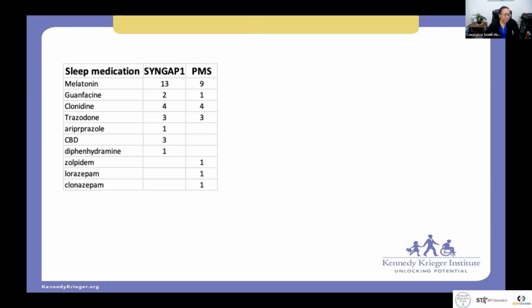I shared earlier that sleep is a common problem in both SYNGAP1 and Phelan-McDermott, and so it's not surprising that many of the patients were taking at least one medication that is routinely used to treat sleep. You can see that melatonin is by far the most common medication that's used in both groups of patients.